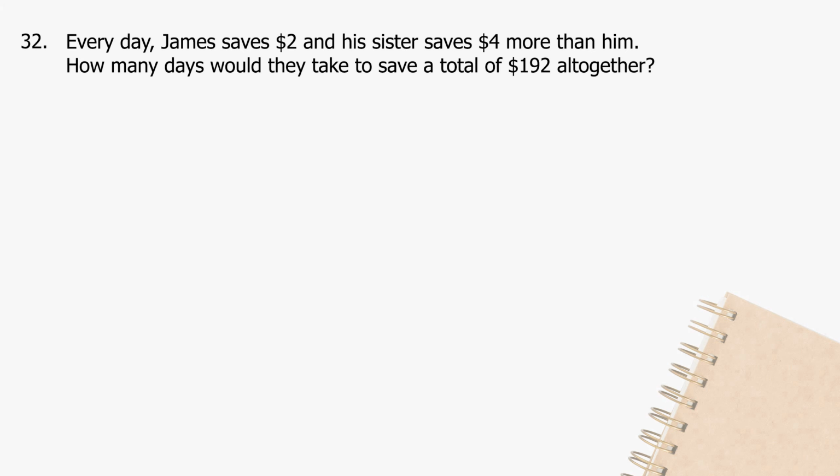Question 32. Every day, James saves $2, and his sister saves $4 more than him. How many days would they take to save a total of $192 altogether?